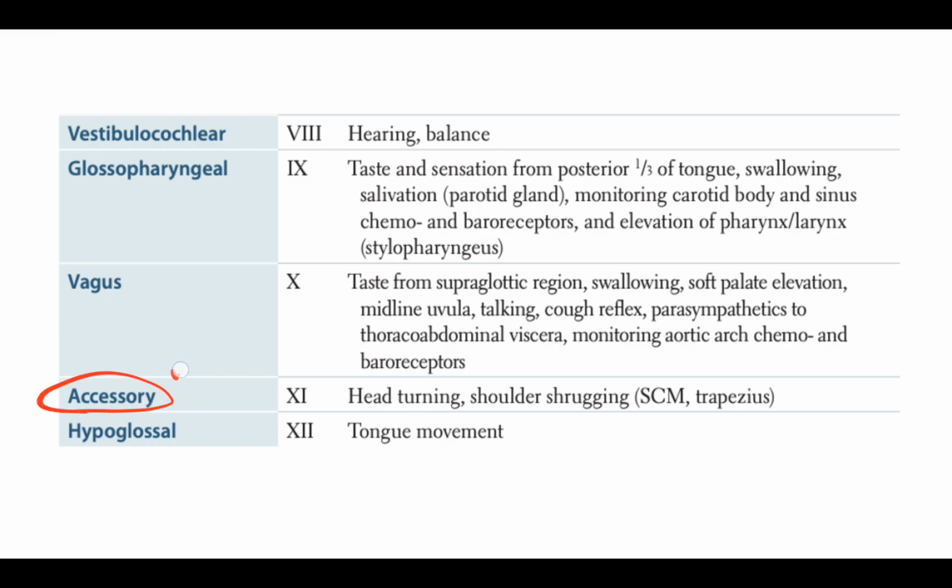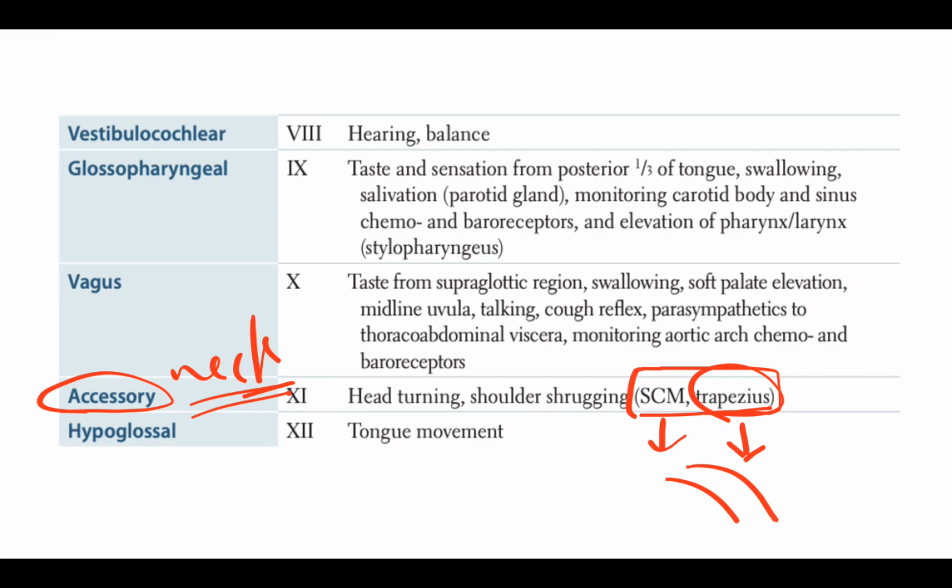Accessory nerve is the neck nerve. Okay, it innervates the neck muscles. So the neck muscles are nothing but SCM and trapezius. So SCM is nothing but sternocleidomastoid. Therefore, these two muscles innervate your neck movements. Therefore, head turning, which you do using your neck, and shoulder shrugging, again with your neck, are done by accessory nerve.